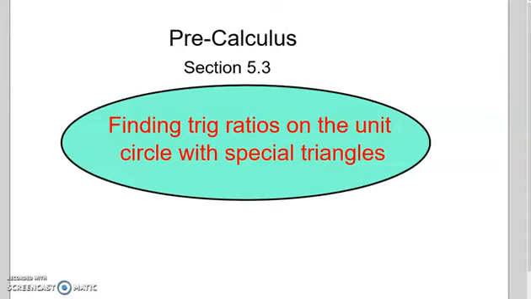Hey Pre-Calc, Mr. Rashid here, and today we are going over how to find trig ratios.